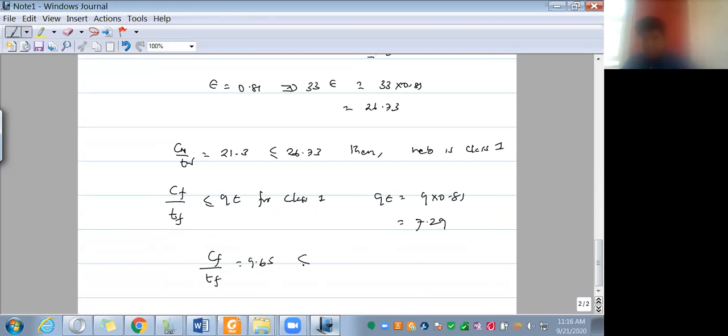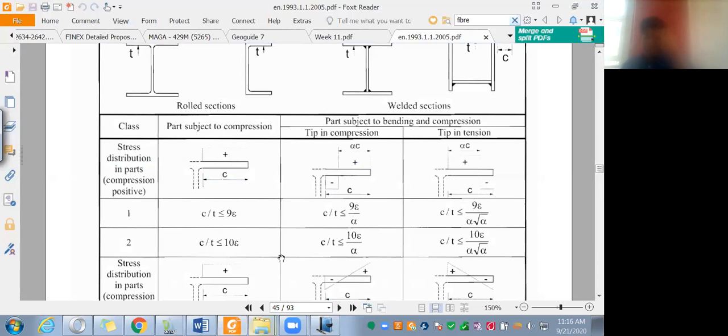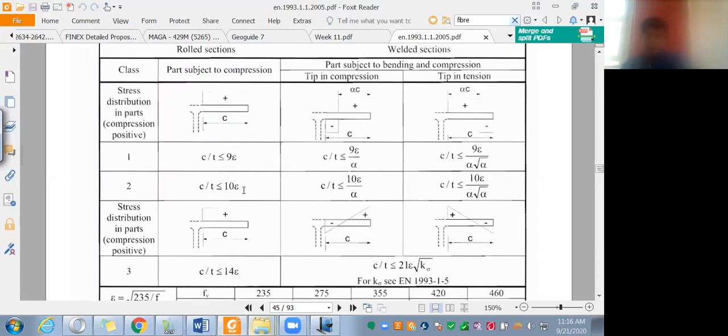That is not equal to 9 epsilon. So next is 10 epsilon. 10 epsilon also 8.1. So our one is 9.65.